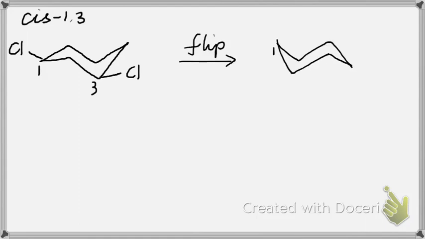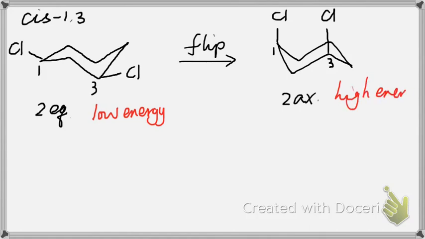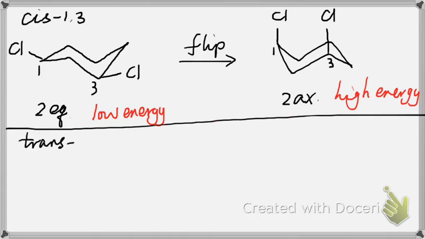If we do chair flip, the equatorial position will become axial. So now carbon 1, we have an axial chlorine. Carbon 3, we also have an axial chlorine. As a result, in one chair conformation, there are 2 equatorial positions. In the other chair conformation, there are 2 axial chlorine atoms, right? So energy-wise, 2 equatorial have lower energy, 2 axial have higher energy. All right.